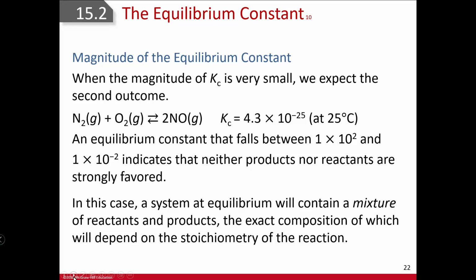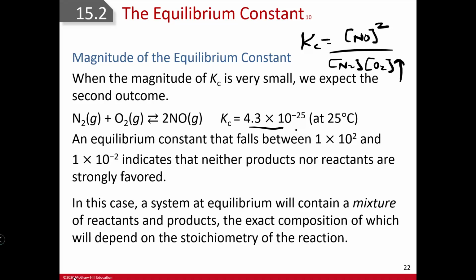All right, so when the magnitude is very small, look at that number, 4.3 times 10 to the negative 25th. Well, again, you write the expression for this. It's the equilibrium constant concentration: the nitrogen oxide concentration squared, over the nitrogen gas concentration times the oxygen gas concentration. So again, to get this kind of number, the denominator has to be huge and the numerator has to be small.